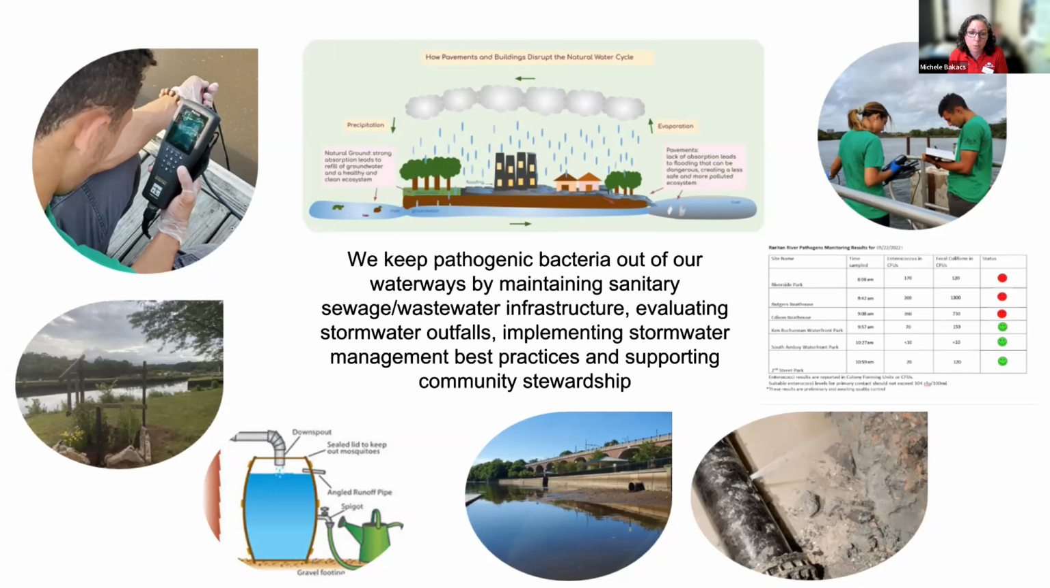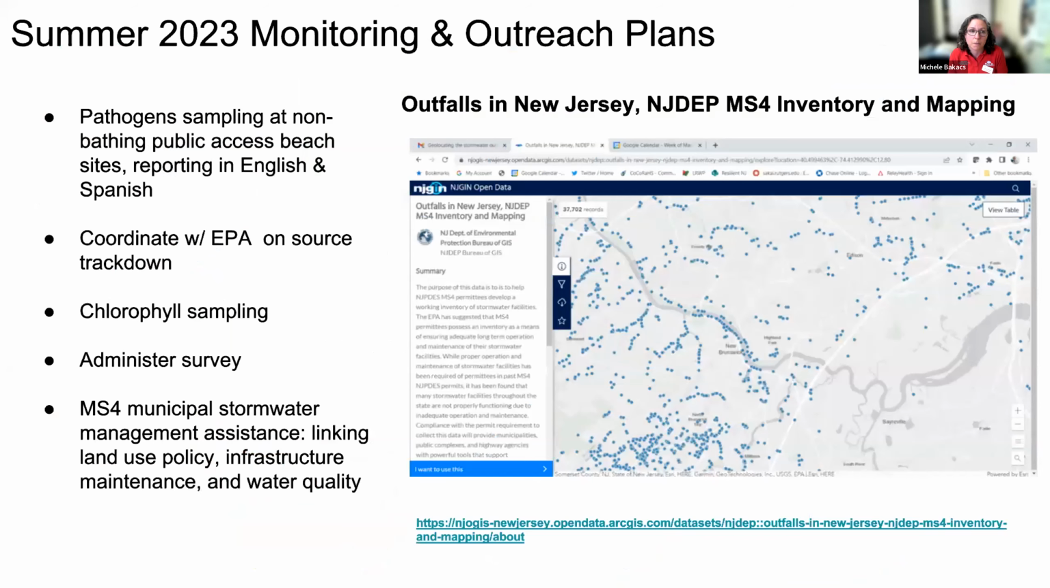And then obviously supporting community stewardship, coming out and helping us, volunteering with your local community, volunteering with the Lower Raritan Watershed Partnership. These are all ways that we can reduce pathogens from going into the waterway: picking up after your pet, not feeding the geese. All of these common sense practices are important.